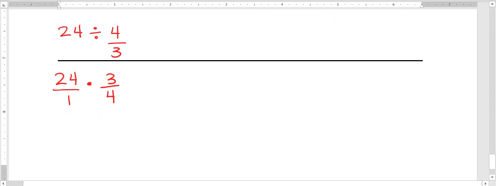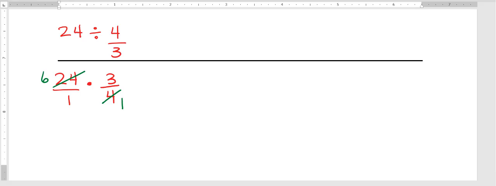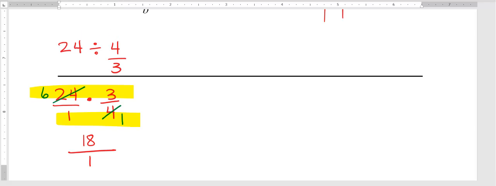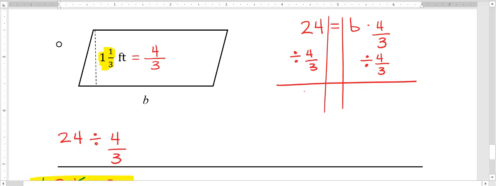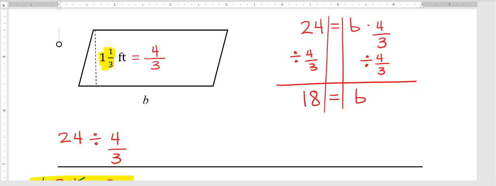Okay, you can simplify this a little bit first. You see that 4 goes into 24, 4 goes into 4, 1, 4 goes into 24, 6. Now I can go straight across. 6 times 3 is 18 over 1 times 1, which is 1. 18 divided by 1 is just 18. So my answer is going to be 18 equals B.